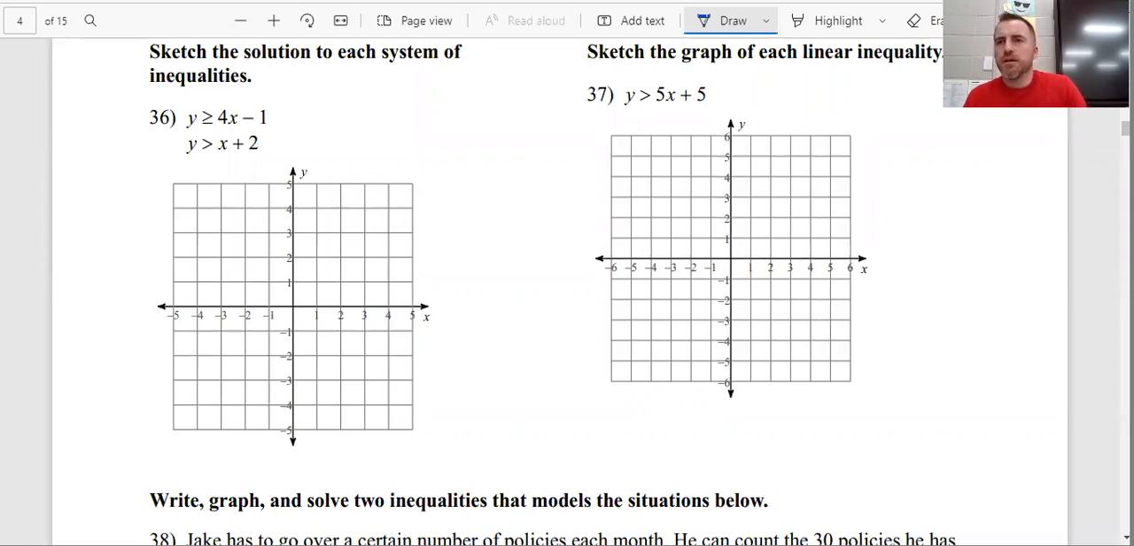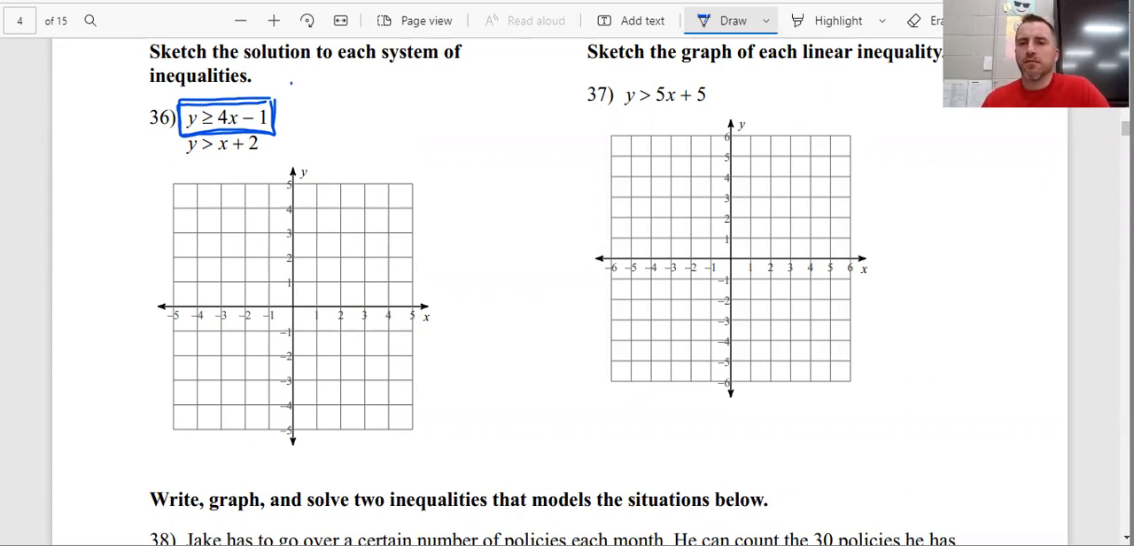An inequality is something that has one of these inequality signs rather than an equal sign, but you graph it the same way. So we are trying to solve a system of inequalities, which means there's two things to take into account, not just one. One of those things is that y has to be greater than or equal to 4x minus 1. The way you graph it is the same way you'd graph a line.